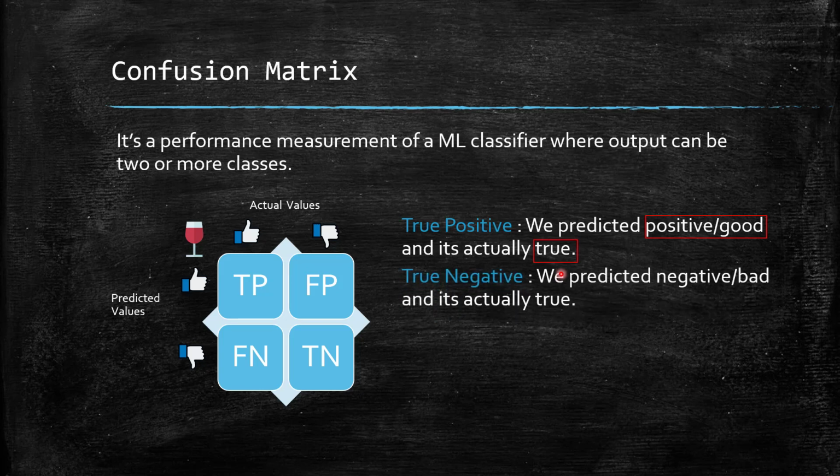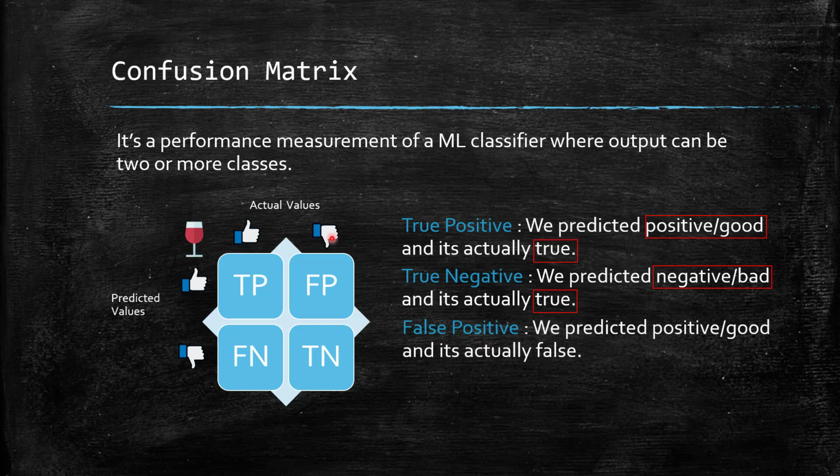Now what is true negative? True negative means we predicted negative or bad, that means we predicted the wine is bad, and it is actually bad as well, so we predicted correctly. The wine is actually bad over here. So this is called true negative.